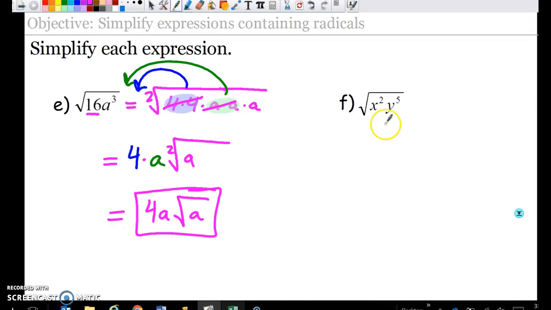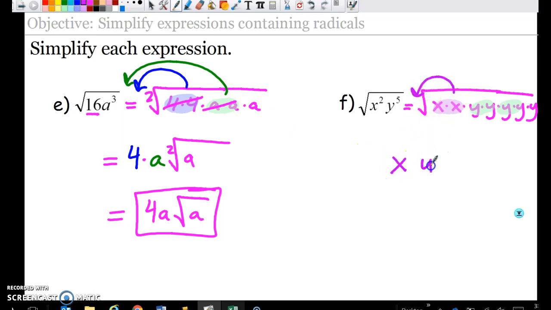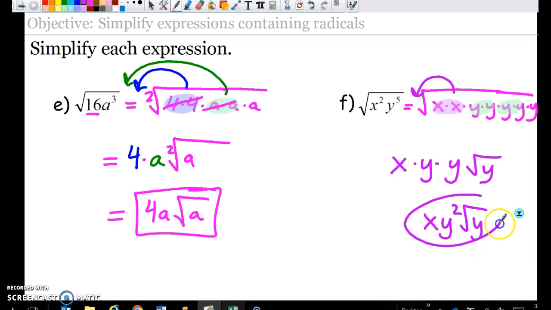Alright, what about this one? Again, I'm looking for perfect squares. Pairs of 2 guys that have the same base. Or gals that have the same base. So I'm looking for pairs. Now notice I have several pairs that will work. I have x's, and look how many y's I have. I have 5, so I can have 2 groups of y's. When that happens, then I pull out one x, and I'm going to pull out 2 y's. So I had 2 groups that could work together. There's only one y that got left behind. x, y squared, square root of y.